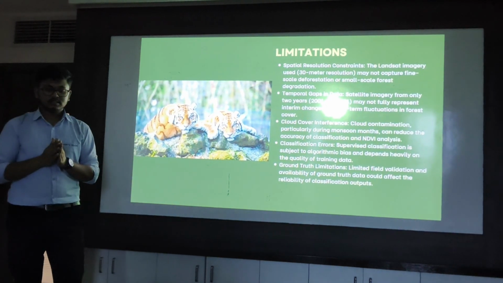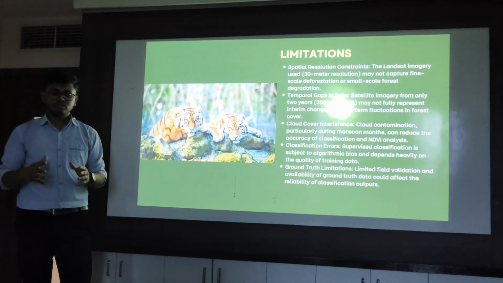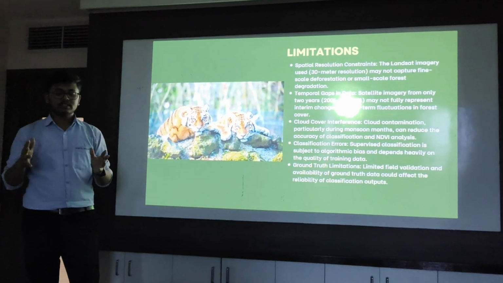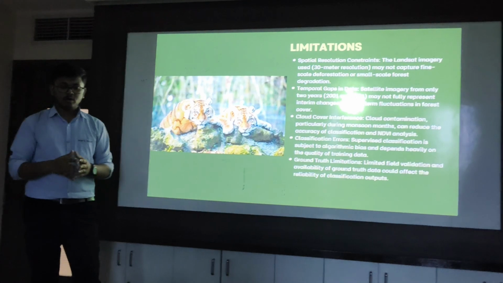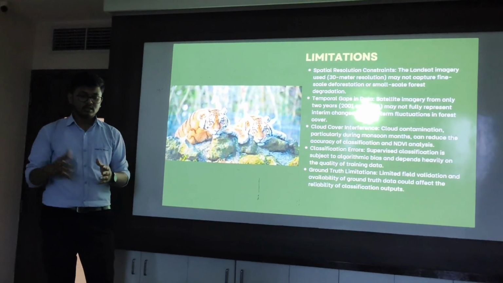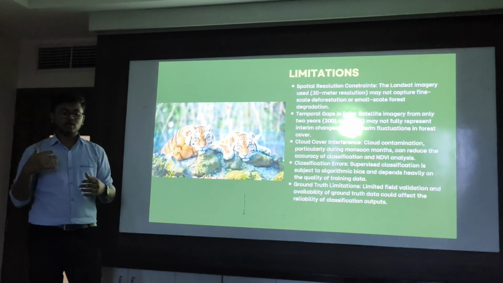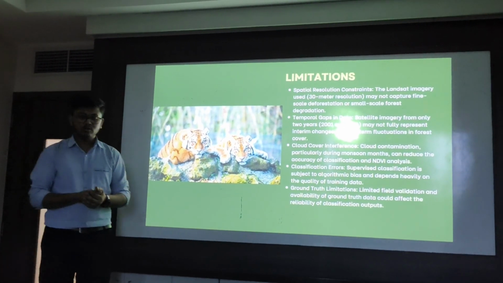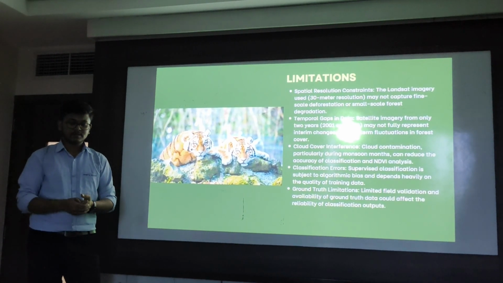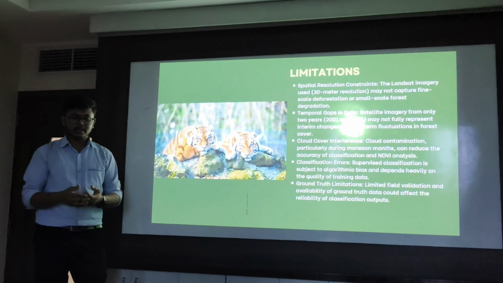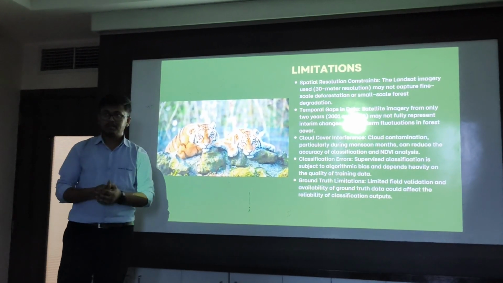So every study has a constraint. Our limitations include the 30-meter resolution of Landsat, which may miss small-scale clearing, as well as we analyzed only two points in time, which may overlook the interim fluctuations. After that, cloud cover in monsoon seasons could be an obstacle to vegetation signals. Then supervised classification depends on the quality of training data, and limited ground truth can also introduce bias.